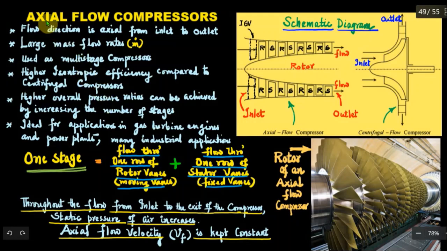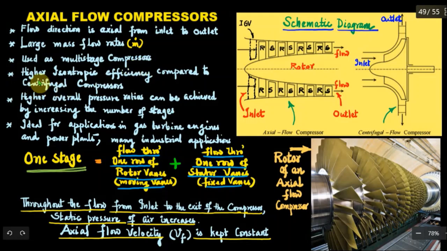Welcome to the introductory lecture on axial flow compressors. This type of compressor belongs to the category of rotodynamic compressors, just like centrifugal compressors. In axial flow compressors, as the name implies, flow direction is axial from inlet to outlet. Axial flow compressors can handle, or even provide, large mass flow rates of compressed air. It is always used as a multi-stage compressor.